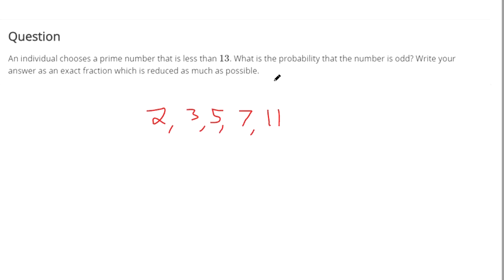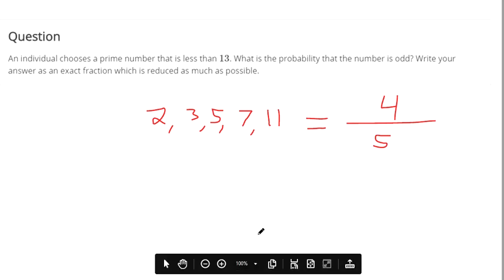So what's the probability that the number is odd? Well, there's 5 numbers that meet this criteria to choose from. So that's the total number of events. There's 5. And what's the probability that the number is odd? We need to count up the number of events we're interested in. So count up the number of odd numbers here in this list. There's 1, 2, 3, 4 numbers that are odd. So that's the exact probability that they need for this answer.